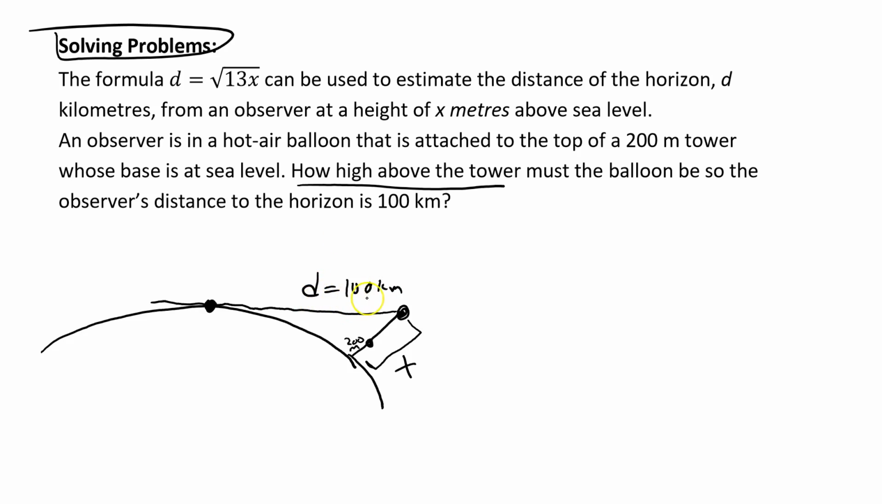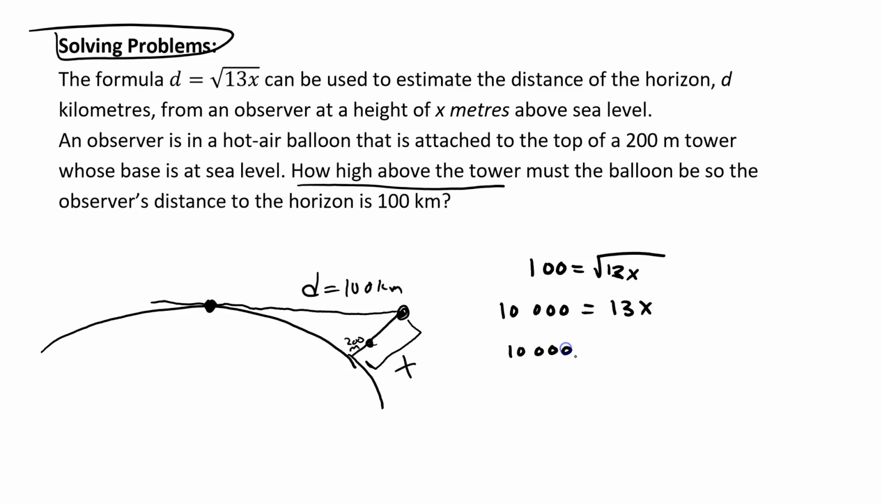So if my d is 100 kilometers, I can rewrite this here. I'm going to say 100 equals the square root of 13x. Now we know what a part of the x is, but we want to find the full distance so that we can find out how high above the 200-meter tower it must be. So 100 equals the square root of 13x. That means that 10,000 equals, because I'm squaring both sides, 13x. Divide both sides by 13.